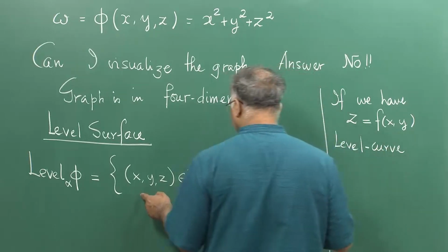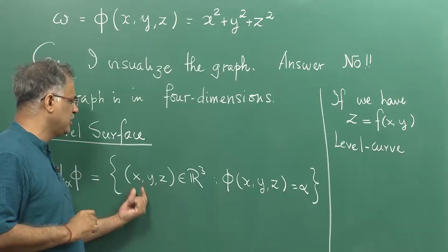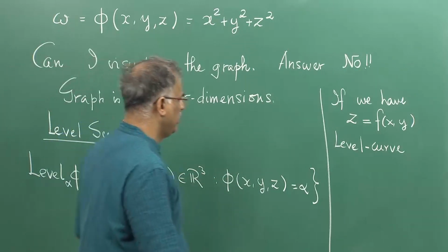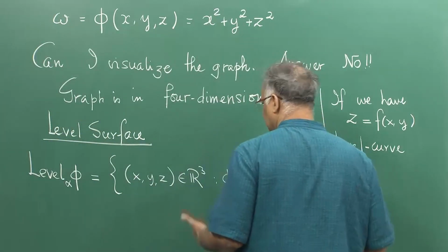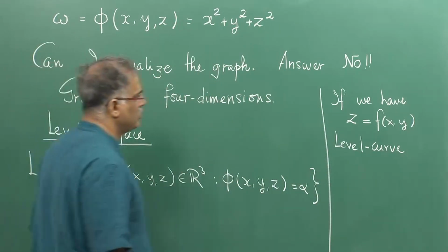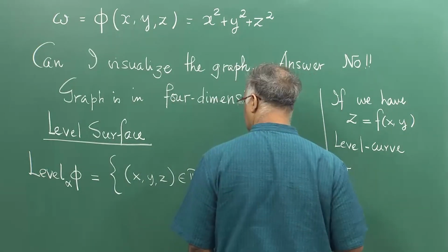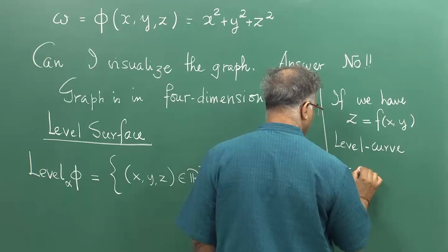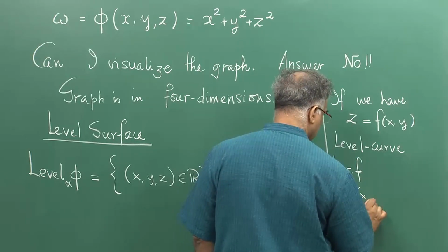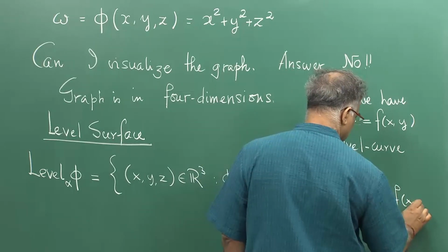This idea can be defined even for n dimensions. Please understand that this can be easily extended just to have Rn here: x is in Rn such that phi of x is alpha, but that we can't even visualize. So we are just keeping ourselves to the situation where we can visualize things. The level curve is nothing but the same thing: the level set of f is the set of all x and y such that f of x, y is equal to alpha.